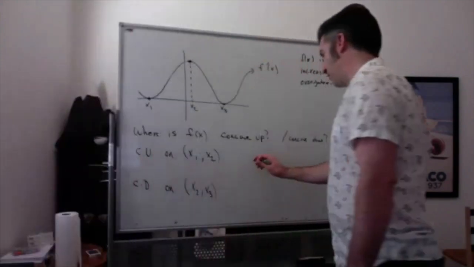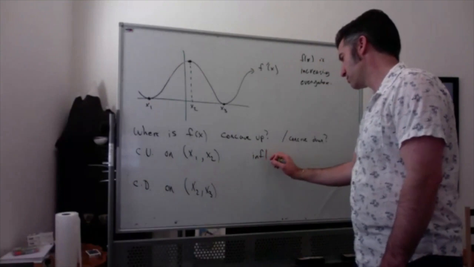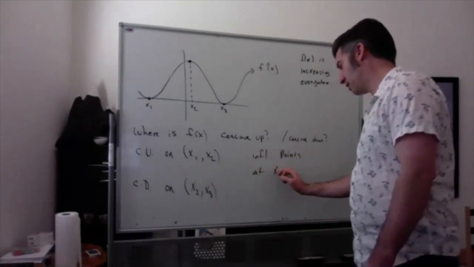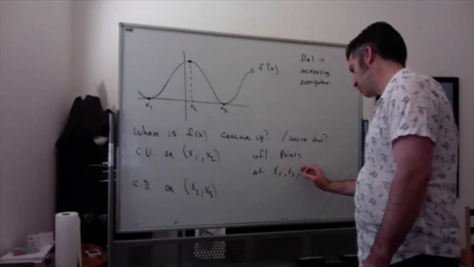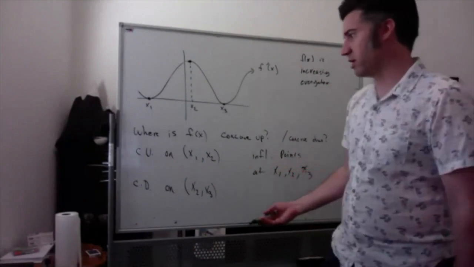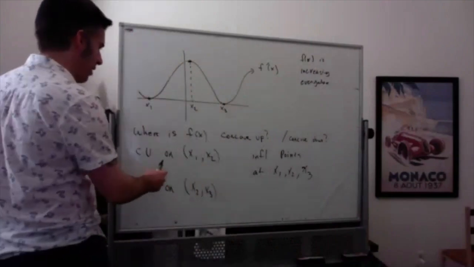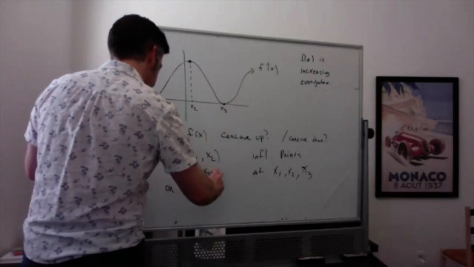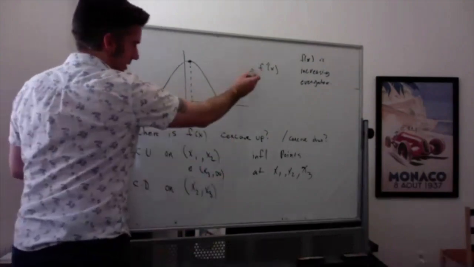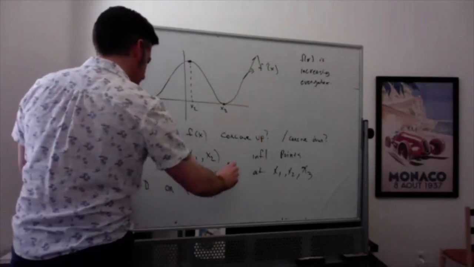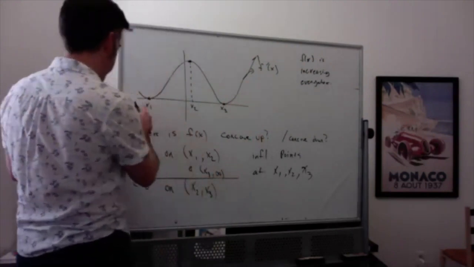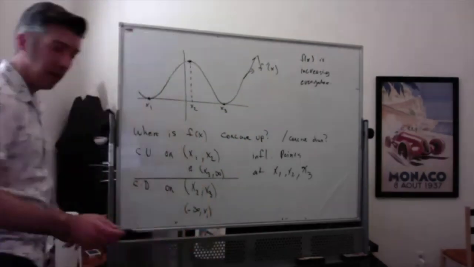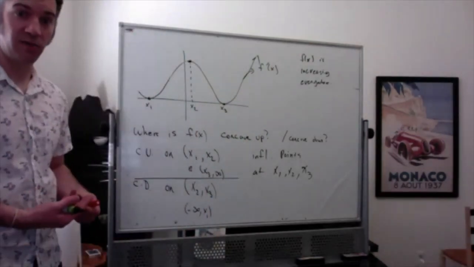So we have inflection points at x1, x2, and x3. Because really, it's also concave up over here, pretending like this just keeps going that way. And it's also concave down from negative infinity to x1. And whenever the concavity changes, you have an inflection point.